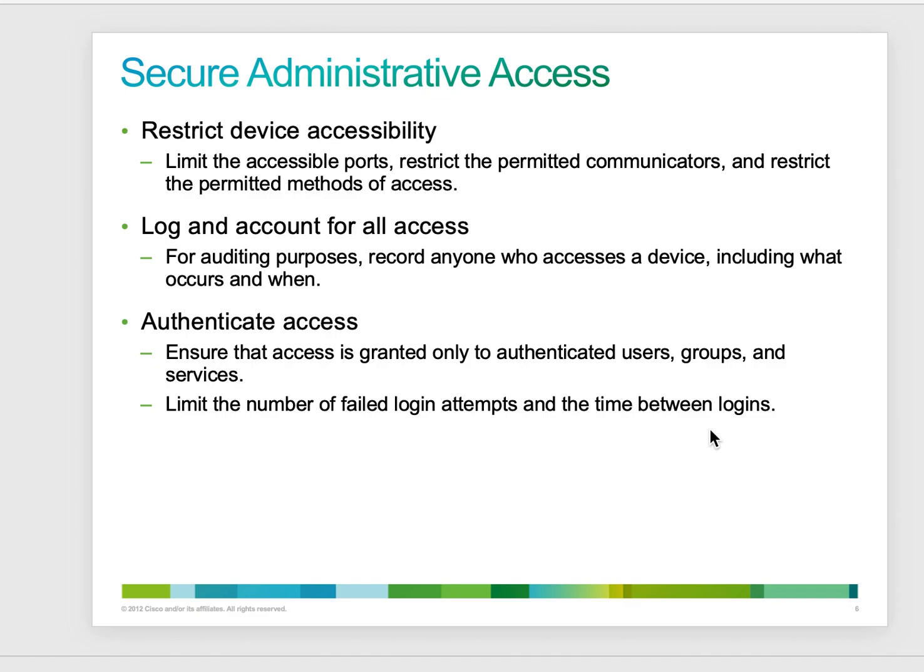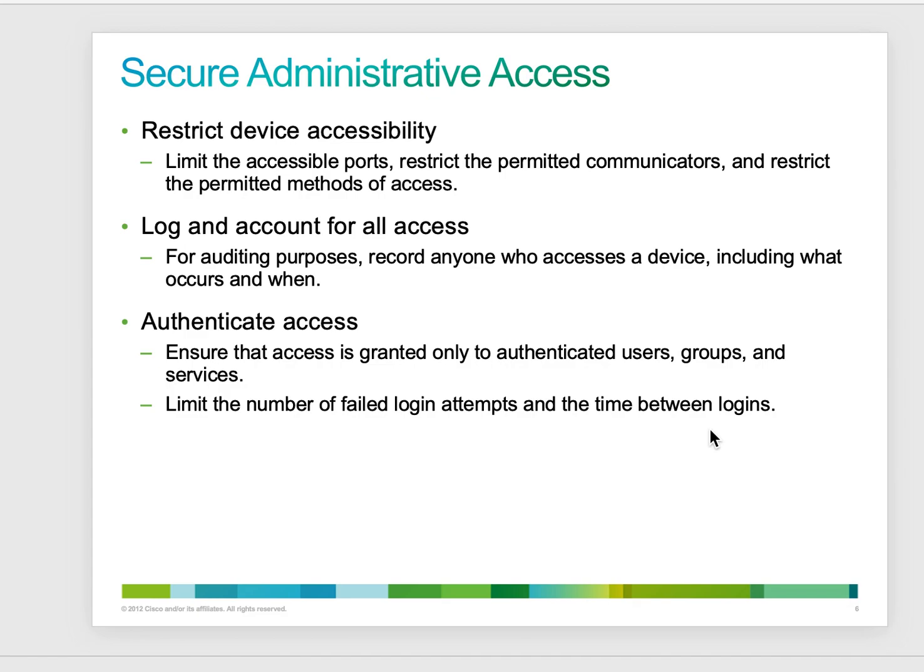Restrict device accessibility. Here, you limit the accessible ports and restrict the permitted communicators, the number of users that will have full access, and restrict the permitted method of access. The method of access that you're granting to users has to be restricted, and you also have to restrict the permitted communicators: how many users, who is accessing. Not everyone will have all the privileged accesses. And then you have to limit the accessible ports that people can access. Based on their privileges, that will determine what they can access on the router or on the network.